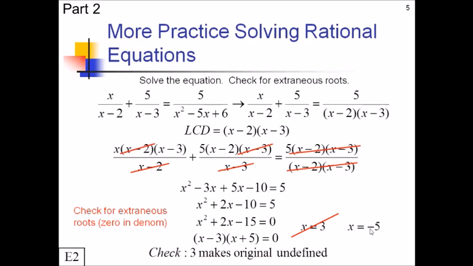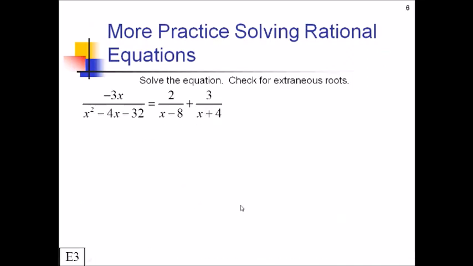Negative 5, on the other hand, if you plug it in here, here, or either of these places, that's not going to cause any troubles. So we can accept x equals negative 5, and that's our final answer. We're going to work through one more example. Pause the video now, and let's see how far you can get with this one. It's sort of similar to the last one.